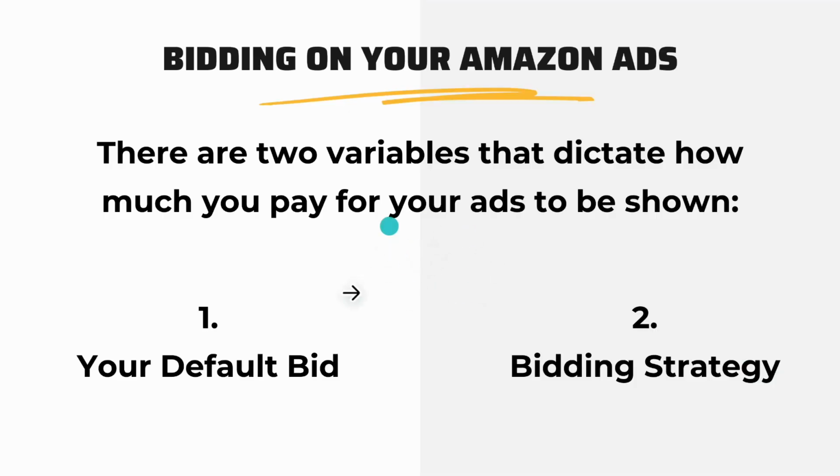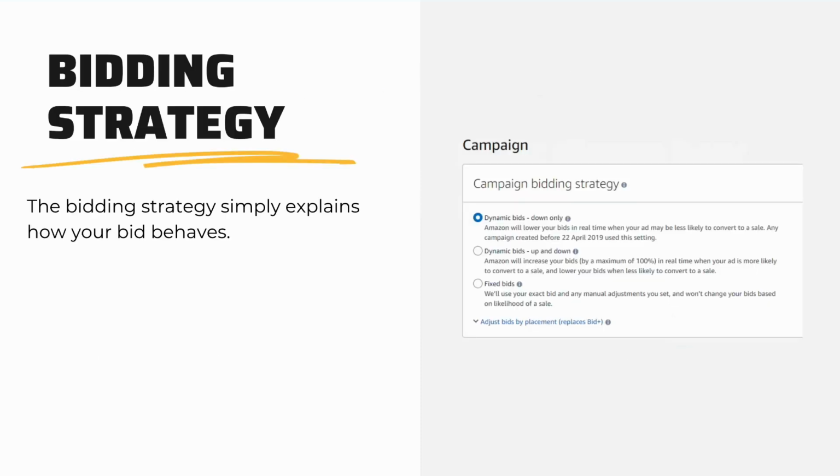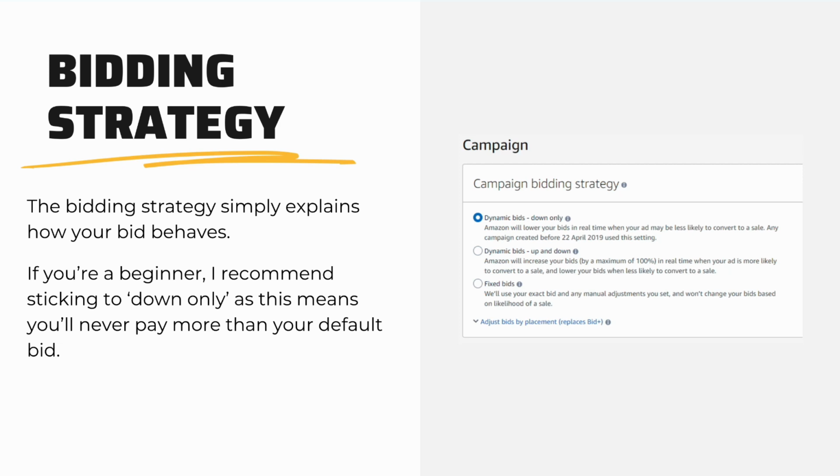But before we do that, I'm going to take you back to this slide where I said there are two variables that dictate how much you pay for your ads to be shown: the default bid, which I've just covered, and also the bidding strategy, which we'll move on to now. The bidding strategy simply explains how your default bid behaves. Now, if you're a beginner, I recommend sticking to the down-only bidding option, as this basically means you'll never pay more than your default bid.